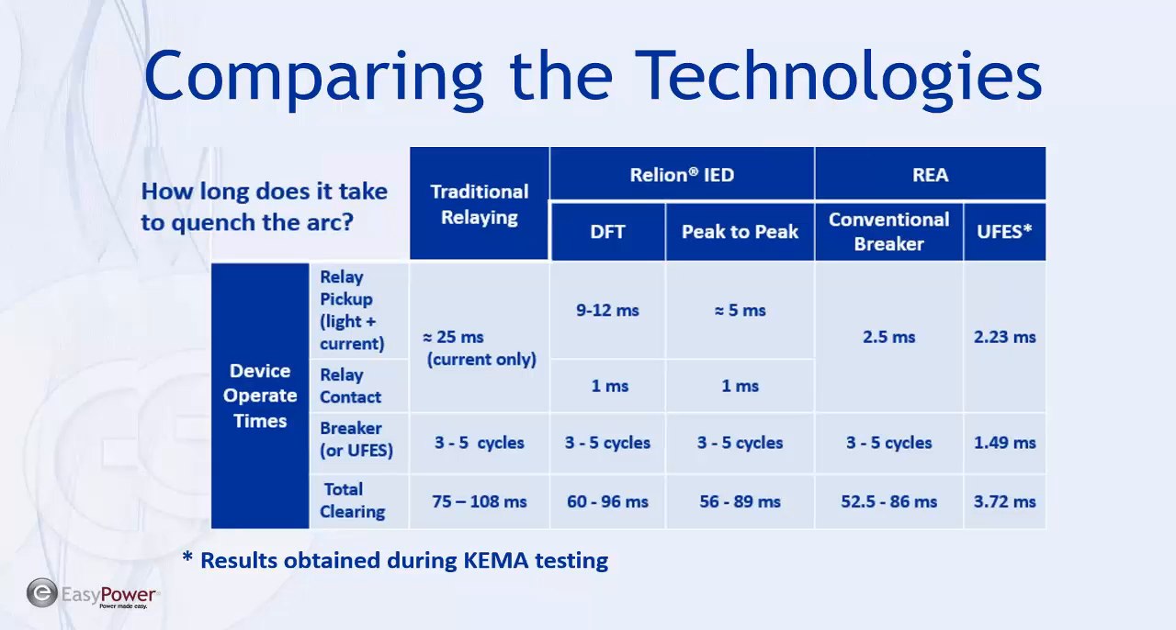So it's very fast. And what's interesting there is that the trigger wire that was used to generate the fault didn't even melt completely before the ultra-fast earthing switch quenched the fault entirely. So certainly it's by far the fastest method to quench the arc.